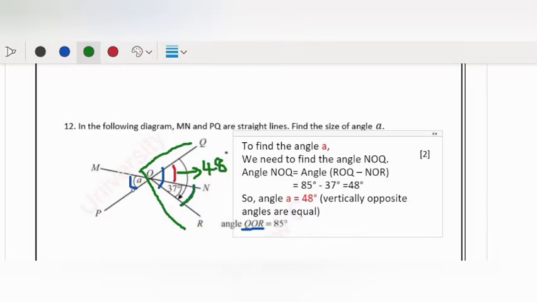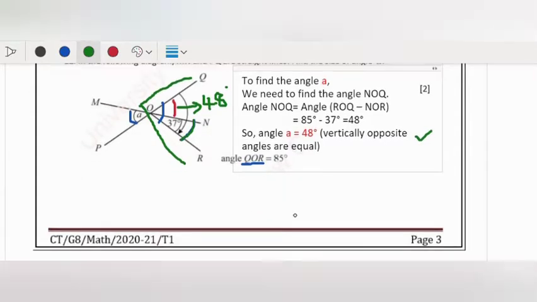And we know that vertically opposite angles are equal. So 48 degree is just vertical to angle A. So you can directly say that angle A is 48 degree, and hence you got the answer. Go to the next question.